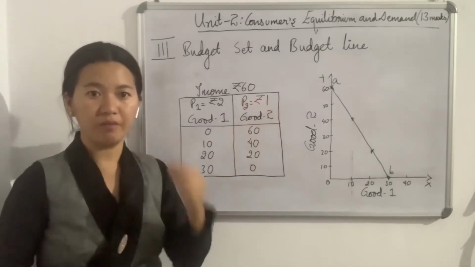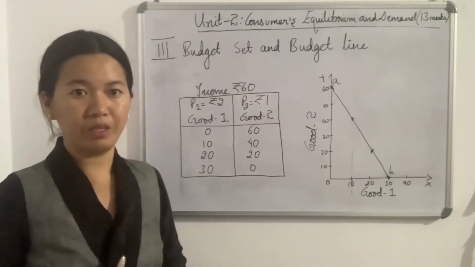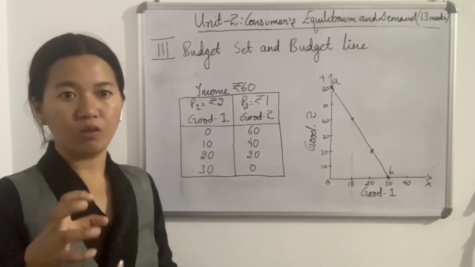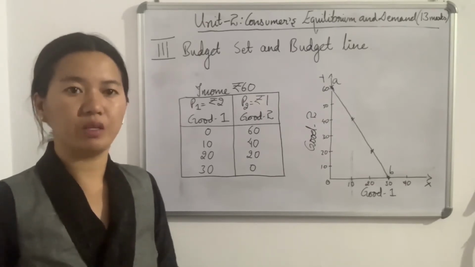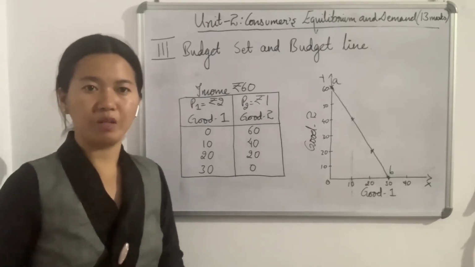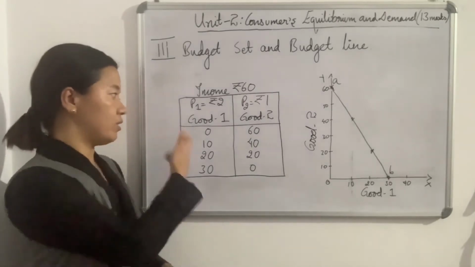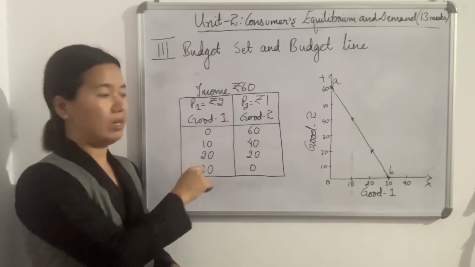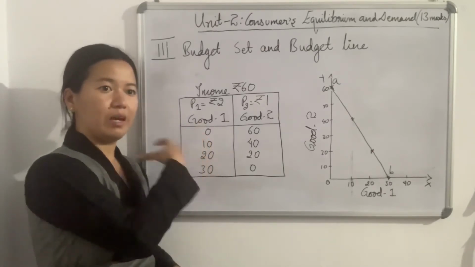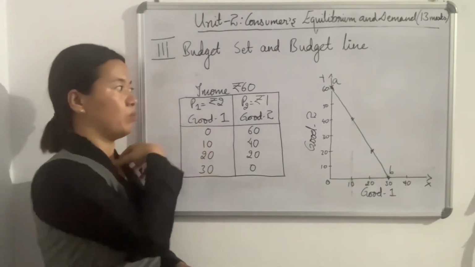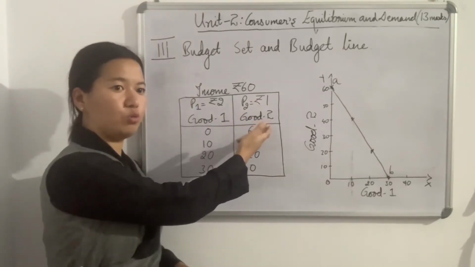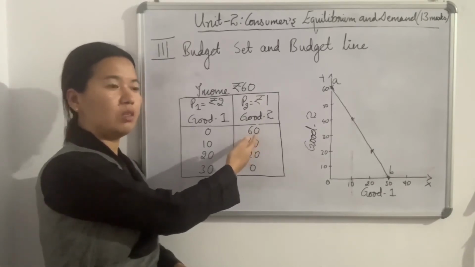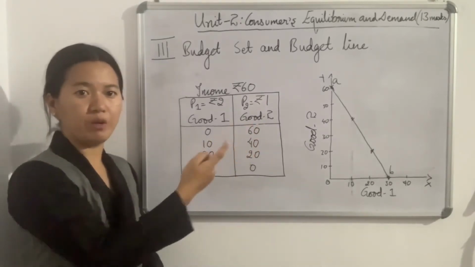So from the given income, that is you have 60 rupees, let us see how we are going to distribute it, or what all the combinations that we can purchase from the given income, knowing the prices of two goods. So let's go to the first combination, that is when I don't purchase anything of good 1, that is I'm spending all of my income on consumption of the second commodity, good 2. That means I will get 60 units of good 2, because good 2 costs only 1 rupee per unit.